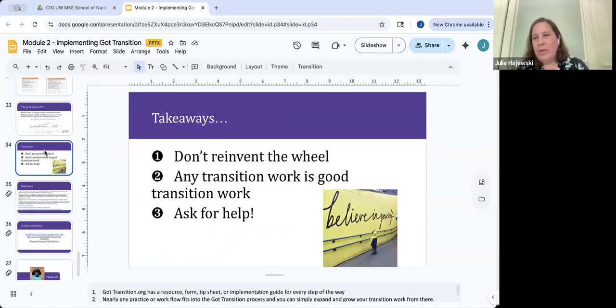Big key takeaways, don't reinvent the wheel. If you know somebody else who's got a great transition clinic, go steal, beg, borrow, implement, ask them what worked, what didn't work. Remember that any transition work is good work. So even if I, as an individual implementing transition, can't effect big change at a big system level, I'm still effecting change for those individual patients and families that I care for. So any transition work is good work. And ask for help. That's what we do with the Youth Health Transition Initiative. We have other resources. So if you're looking for more resources, make sure that you're reaching out to Tim and we'll help figure out what you need.